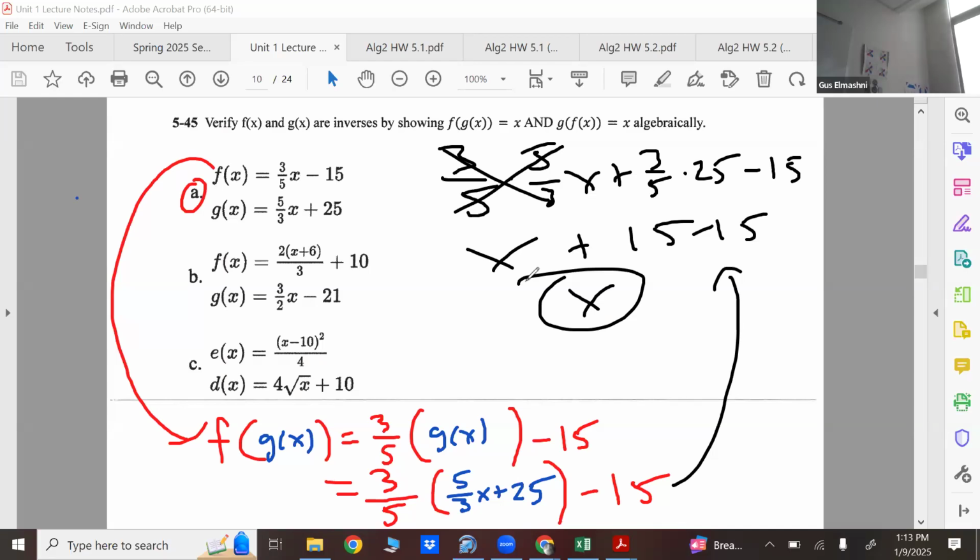So again, what's happening is that whatever I put into one of the functions, what if I plug in a 3 here? What do I get? What's 5/3 of 3? 5. 5 plus 25 is 30. Now plug in 30 here. What's 3/5 times 30? You should get 18 minus 15, which is 3. Well, I started with 3 to begin with, so I'm getting back to the same thing. Whatever this output is, when that comes into the other function, you get the same thing. Okay, that's precisely what I wanted.